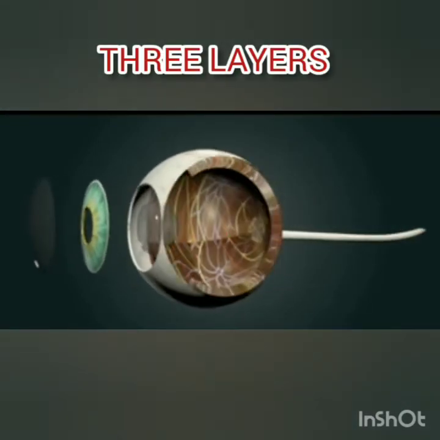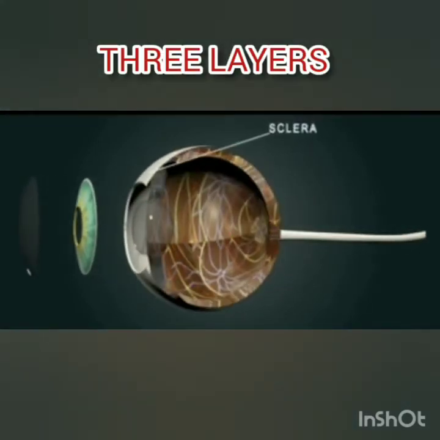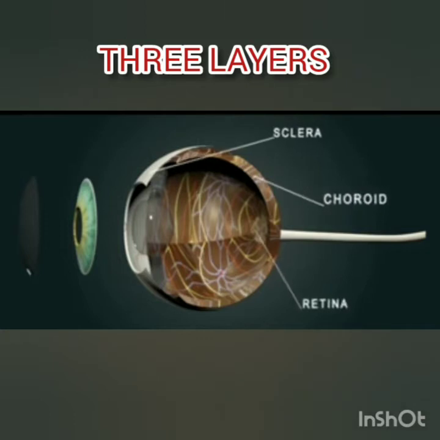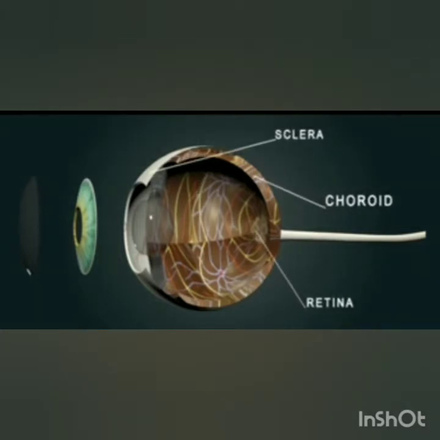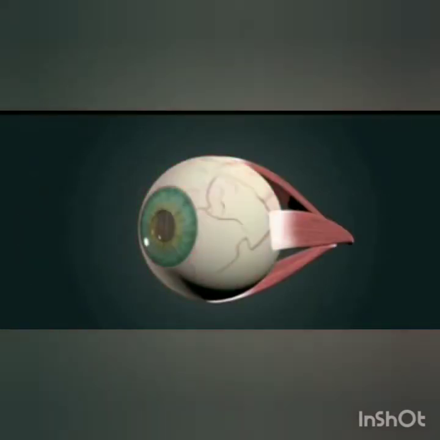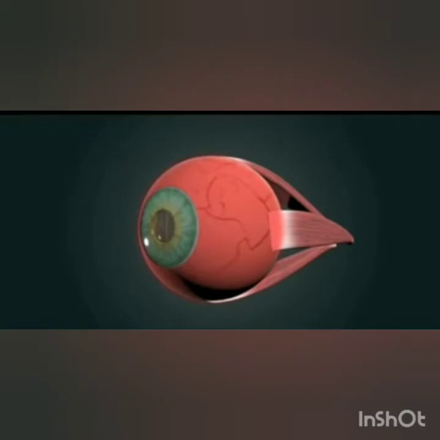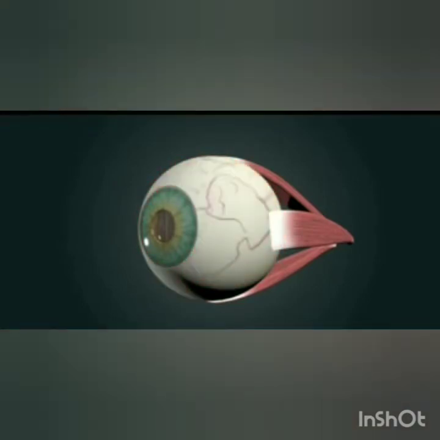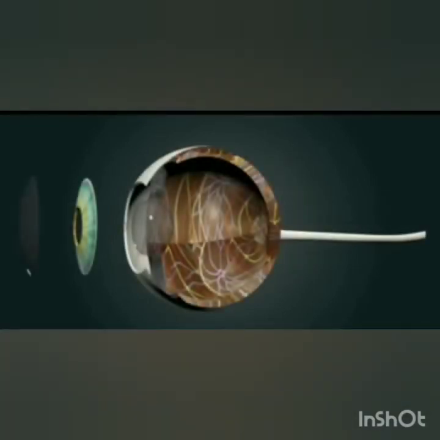If you look at the anatomy of the human eye, it is made up of three layers. The first, outermost layer, the white colored layer, is called the sclera, and then we have the choroid, and then we have the retina, children. These are the three layers of the eye. The white colored layer is called the sclera, and it maintains the shape of the eyeball. Then we have the choroid, and then the innermost layer, which is called the retina.